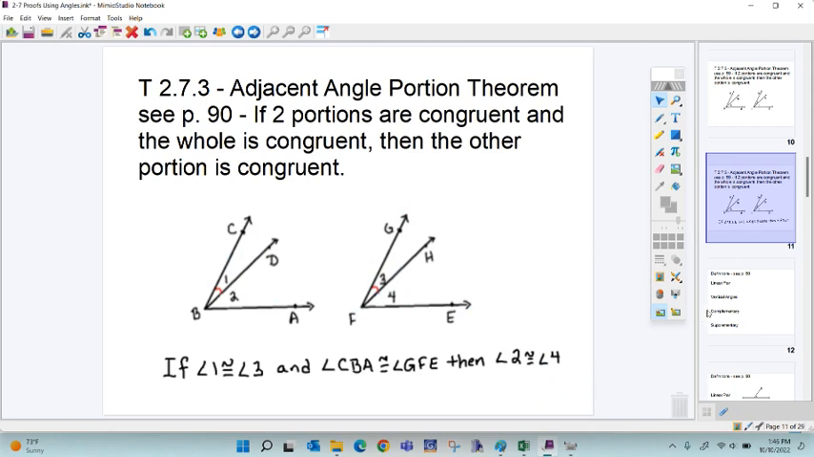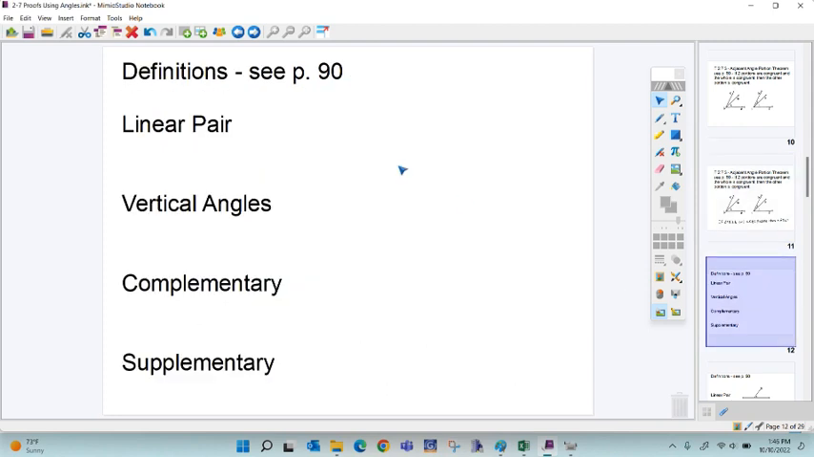We also have to start laying down the idea of some definitions that you're going to need to use through the whole rest of the course. These 4 definitions are linear pair, not necessarily being able to spit out the words that mean that, but being able to identify them in a picture, the idea of something called vertical angles, what complementary means, and what supplementary means as far as angles go.